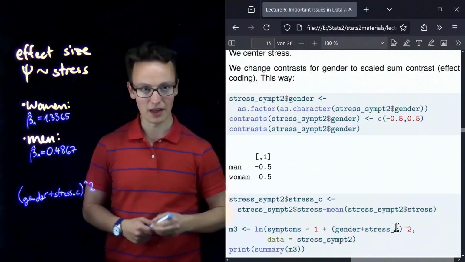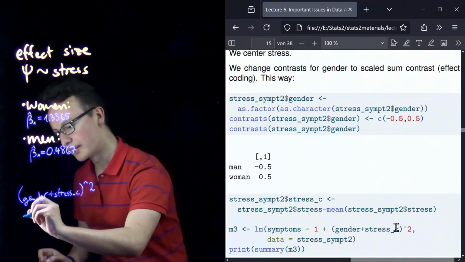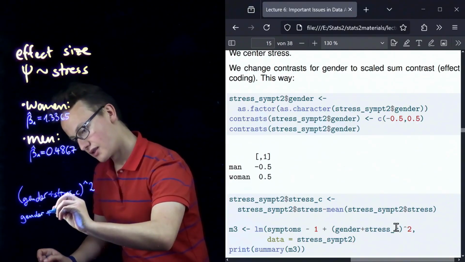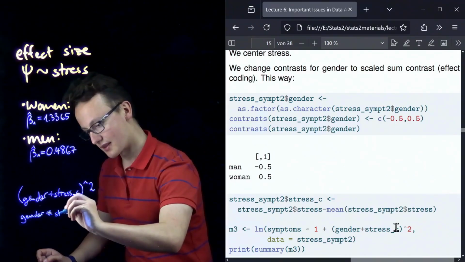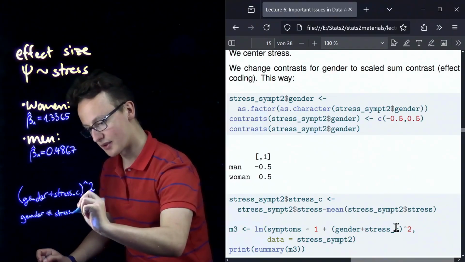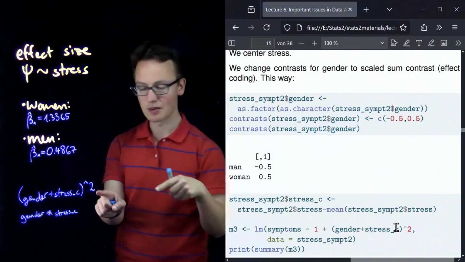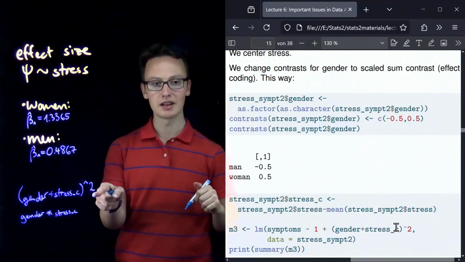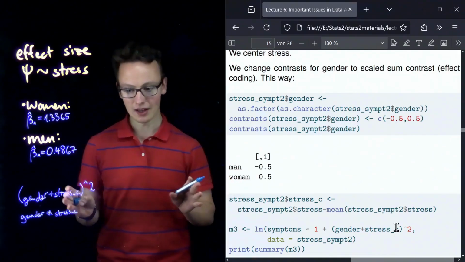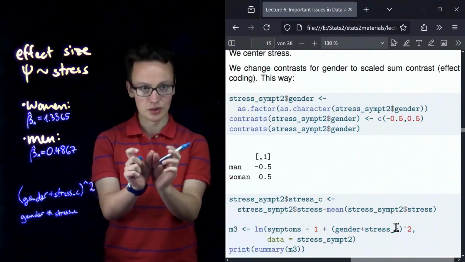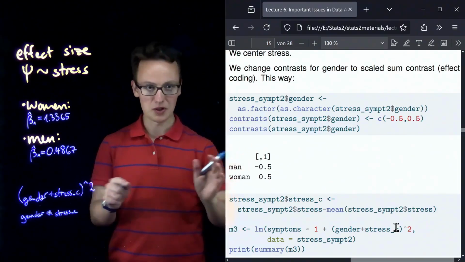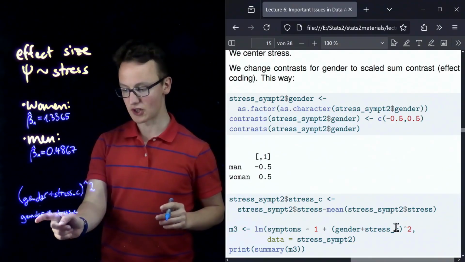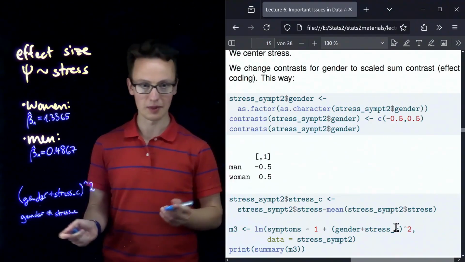Another way to write the same thing would be to just write gender asterisk stress_c. That has the same effect, basically. So with the power notation, I'm making it a bit more precise that I just want two-way interactions. If I had more predictors, then this 2 would indicate that I just want two-way interactions between exactly 2 variables and not more. I could also have higher order interactions, and this constrains it to 2. But again, I can also write it as gender asterisk stress_c. Okay, that means the same thing.